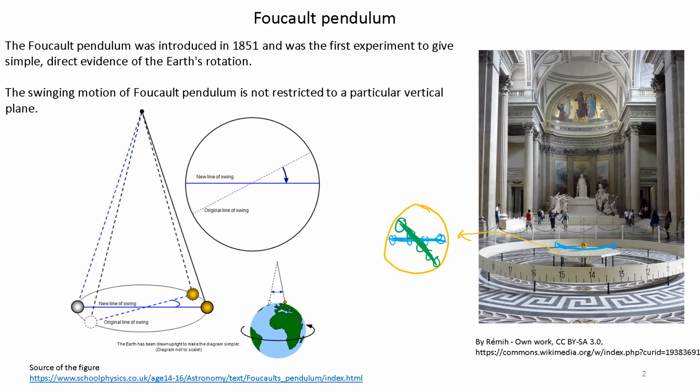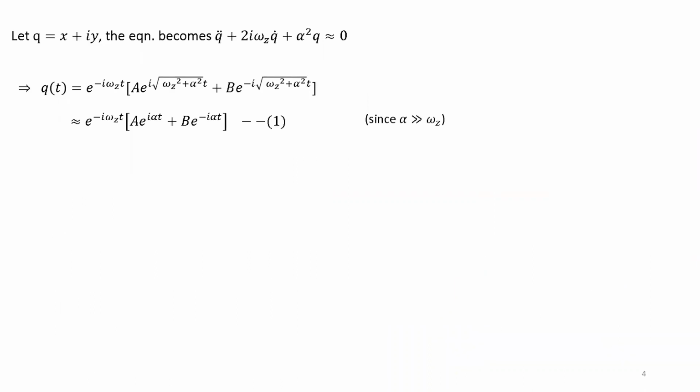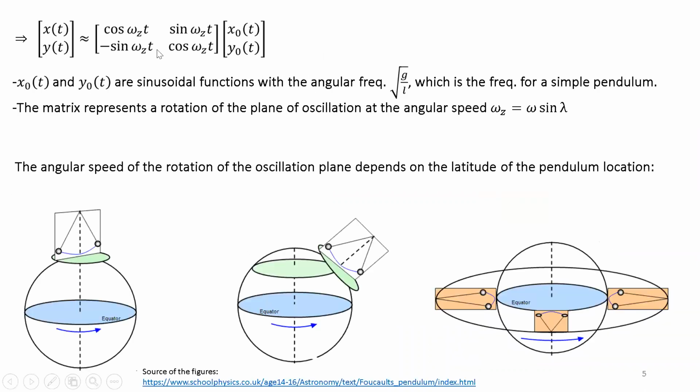Now let's understand how it works. Let me consider a special case first. Just forget about all these equations here, and let's look at this special case of the experiment, where you set up your pendulum at the North Pole, and then just let it swing.